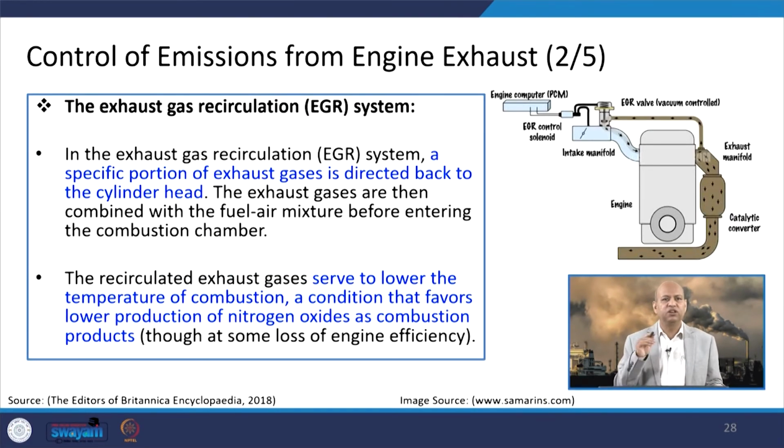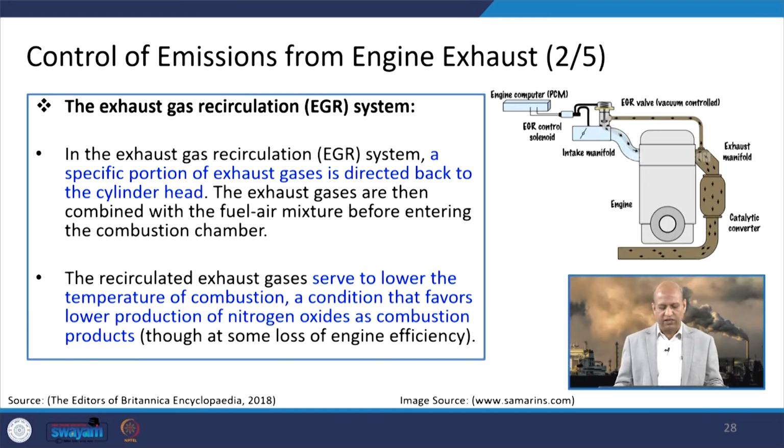Okay. So, we will see what is the difference in the EGR or exhaust gas recirculation system. Basically what happens, a specific portion of exhaust gas is directed back to the cylinder head, and these exhaust gases are then combined with the fuel air mixture before entering into the combustion chamber. So, they are again burnt. The recirculated exhaust gases serve to lower the temperature of combustion, which helps in reducing the production of oxides of nitrogen, though at some loss of engine efficiency, but it is a net beneficial activity.